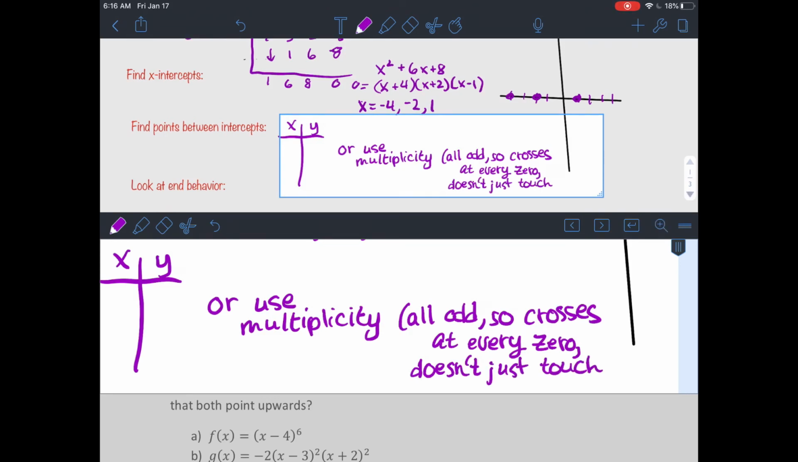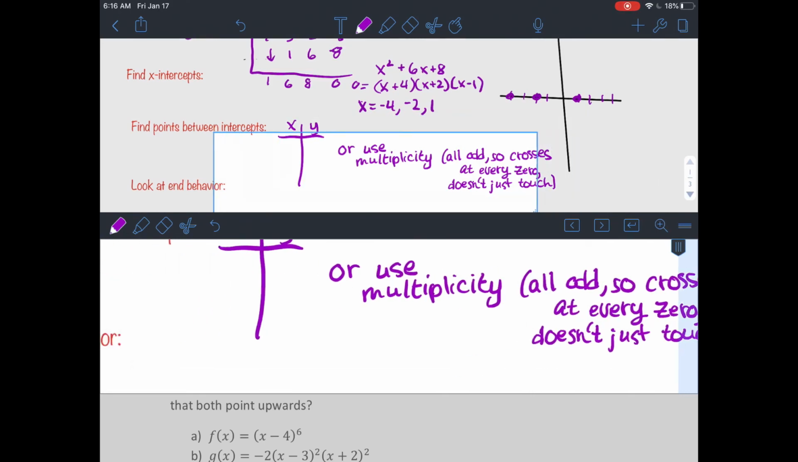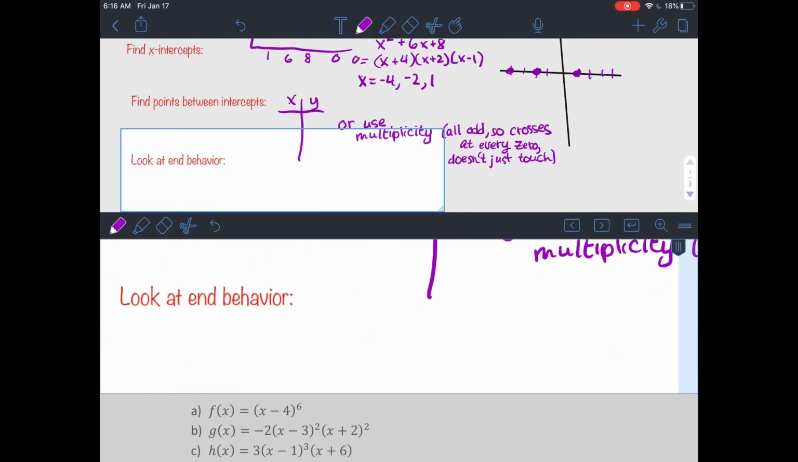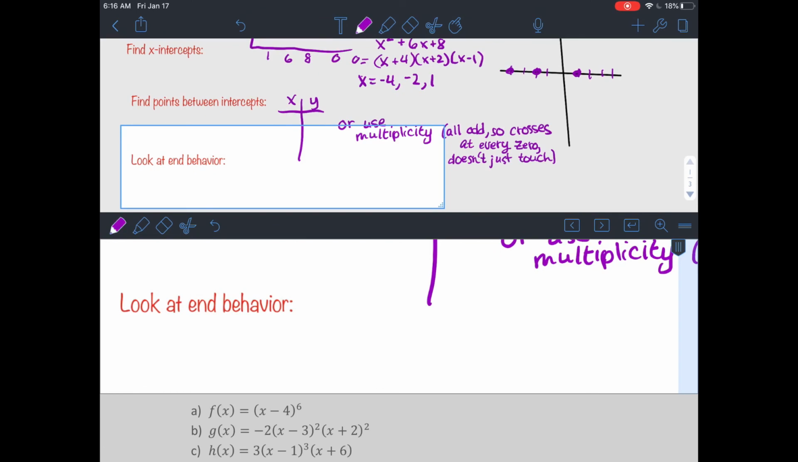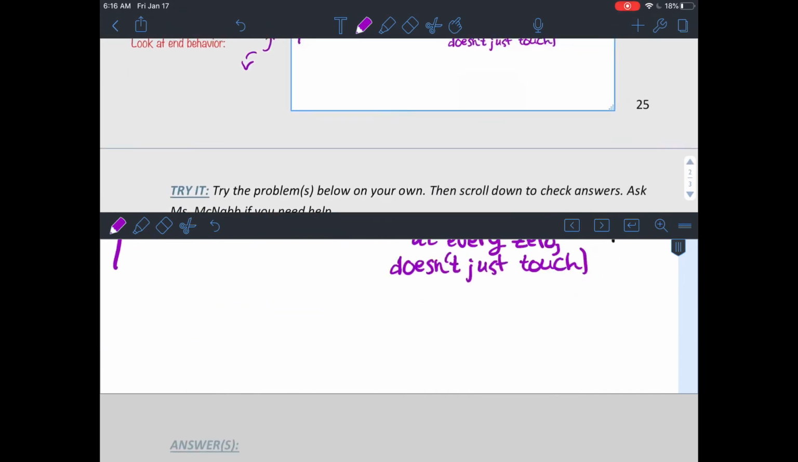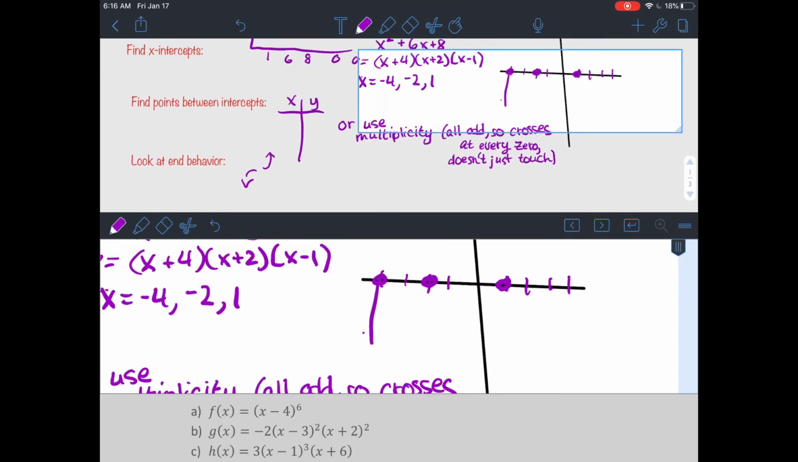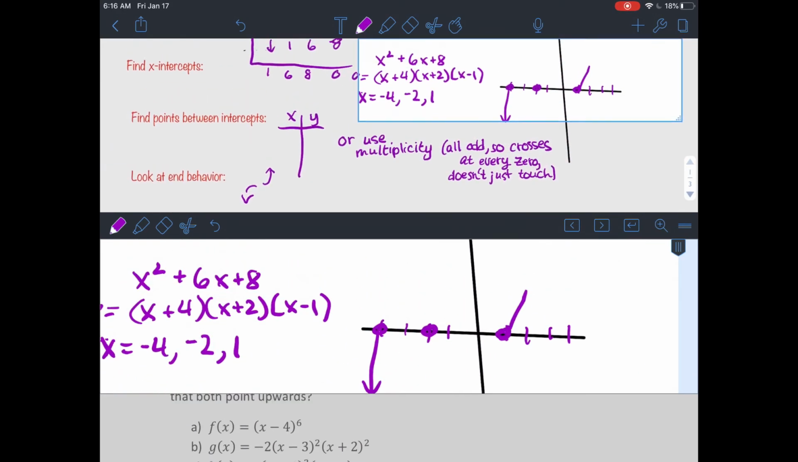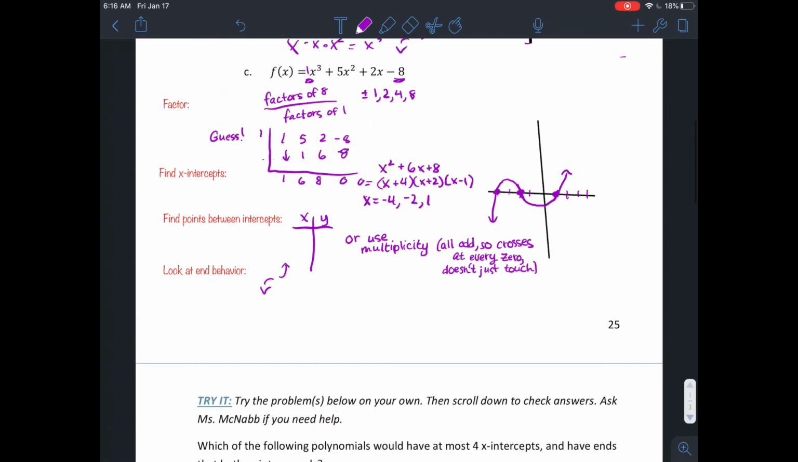So if I put that together with my end behavior, I actually don't need to plug any points between my x-intercepts because it'll be enough to know my shape. So it was x cubed, which means, again, same end behavior: down on the left, up on the right. And then I know it crosses through each of those, so I could just connect and my graph looks like that. Not quite as accurate as plugging in x values, but still okay.